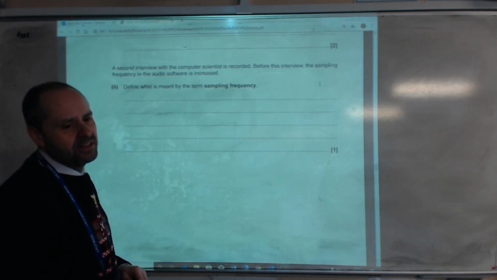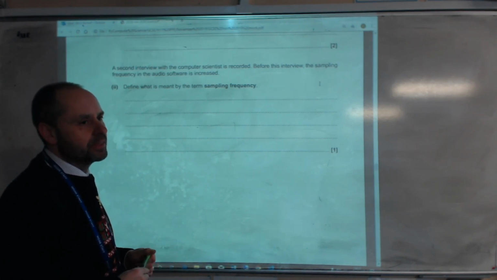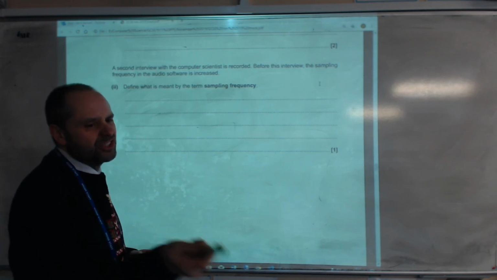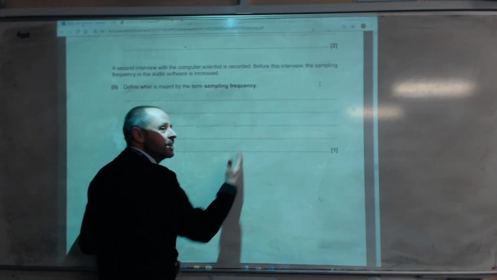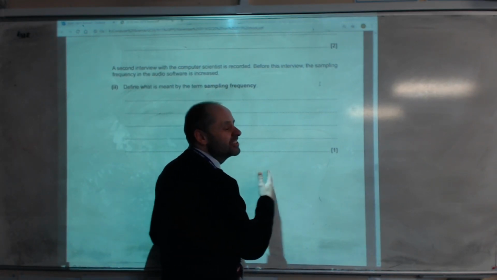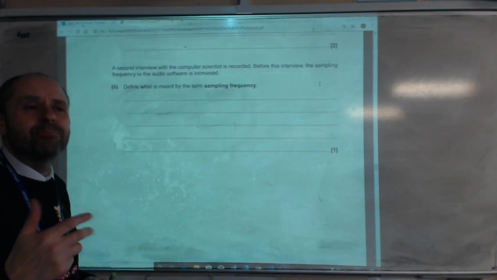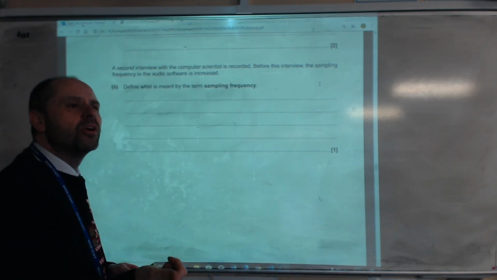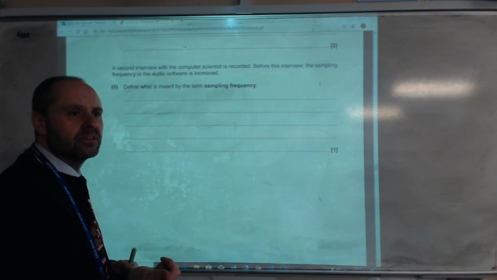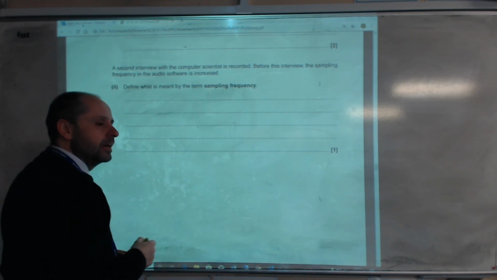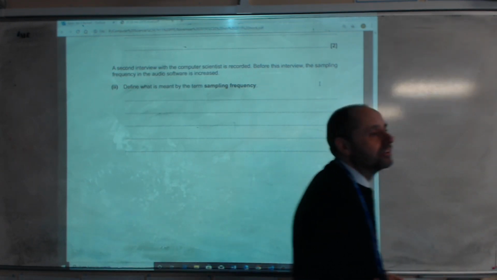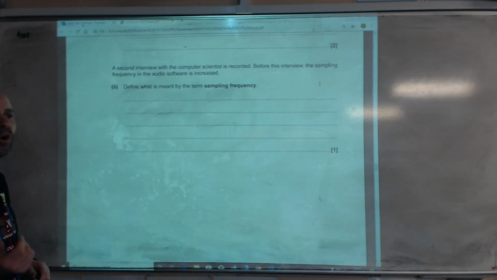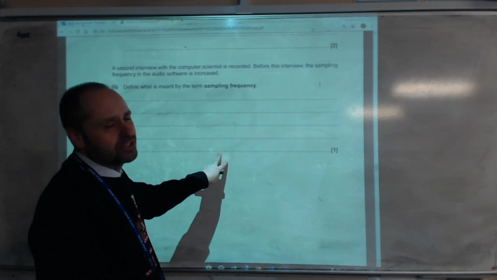Right, they're increasing the sampling frequency. Okay? And they said, just define sampling frequency. So all sampling frequency is, is how often we take a sample, isn't it? And we tend to refer to this as how many samples per second, which we use what units? Hertz. Okay? So with CD quality sound, 44,100 samples per second, or 44.1 kilohertz. Okay? This wasn't a very deep question, it was only 1 mark.